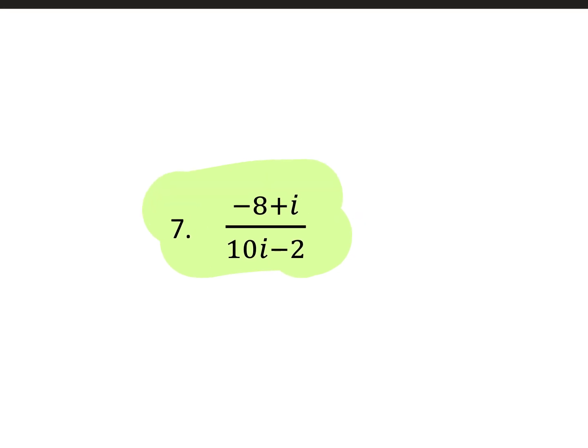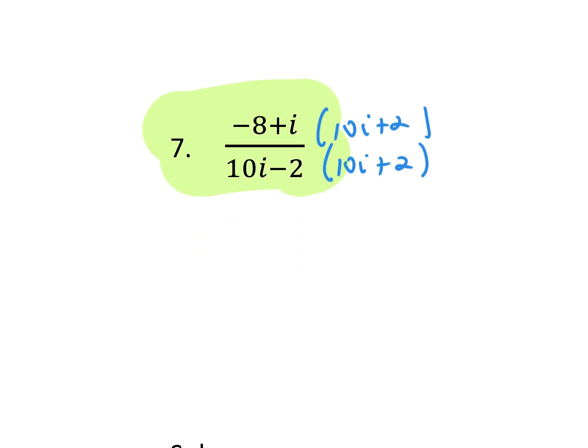But what would be the conjugate of 10i minus 2? No, you change the sign in the middle. 10i plus 2. If you want to change it first to negative 2 plus 10i, then multiply by negative 2 minus 10i, you can. Or you could just leave it like that and then fix it at the end. But you have to multiply by the conjugate. And when we multiply by the conjugate, what will happen to the i's in the denominator? They cancel out. So go ahead and simplify the denominator first just to make sure that happens. What is 10i times 10i?